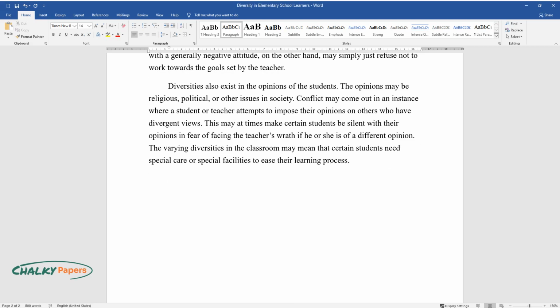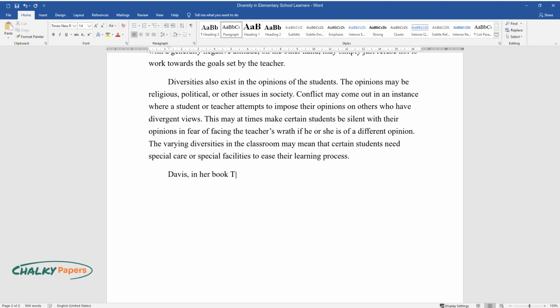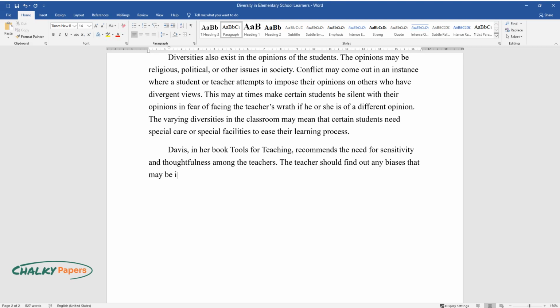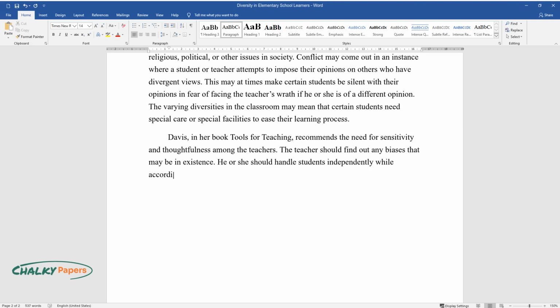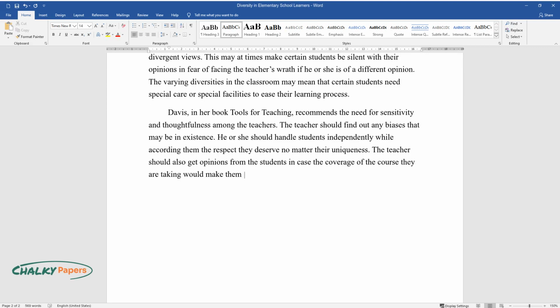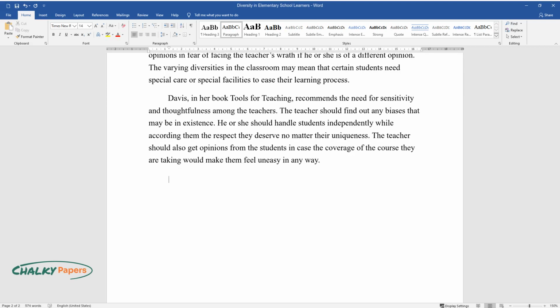Davis, in her book Tools for Teaching, recommends the need for sensitivity and thoughtfulness among the teachers. The teacher should find out any biases that may be in existence. He or she should handle students independently while according them the respect they deserve no matter their uniqueness. The teacher should also get opinions from the students in case the coverage of the course they are taking would make them feel uneasy in any way.